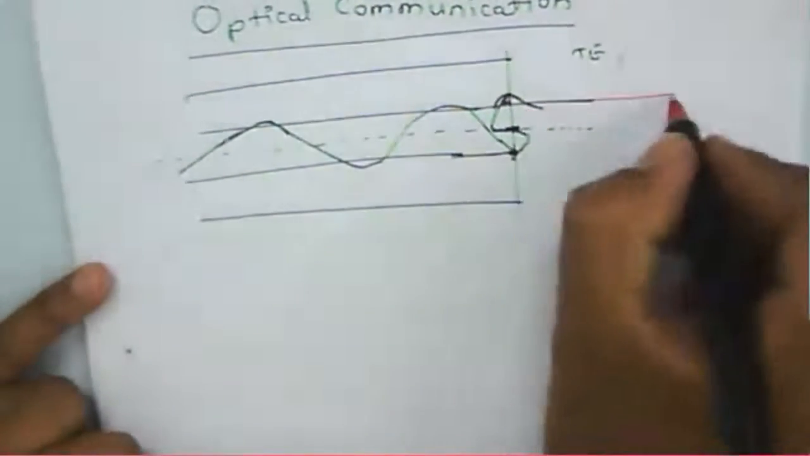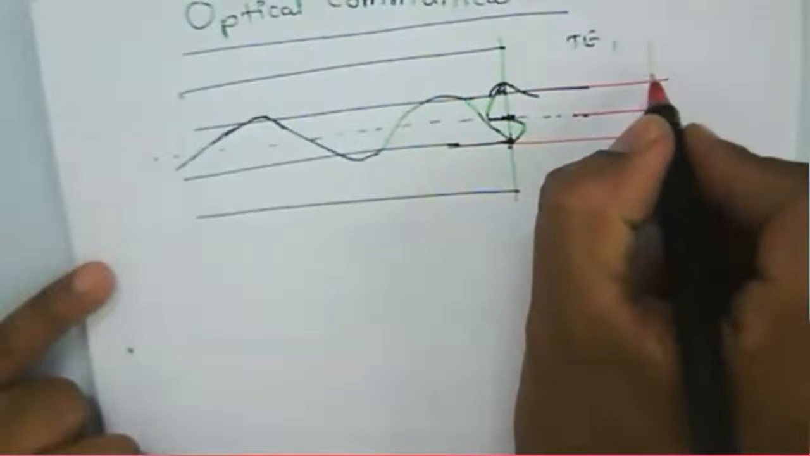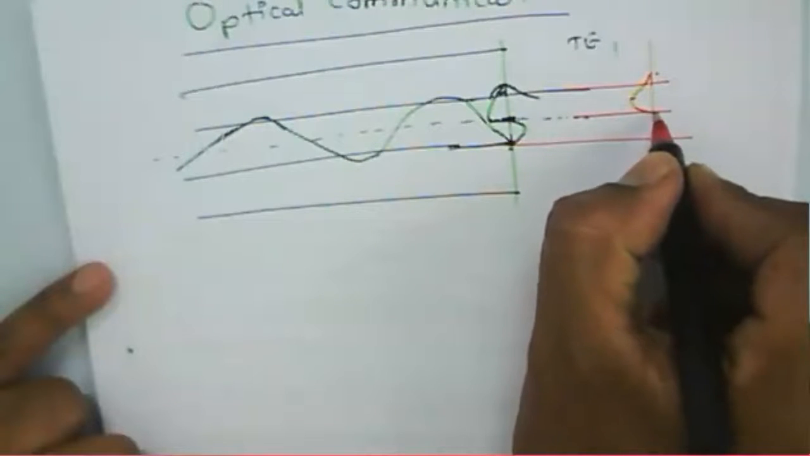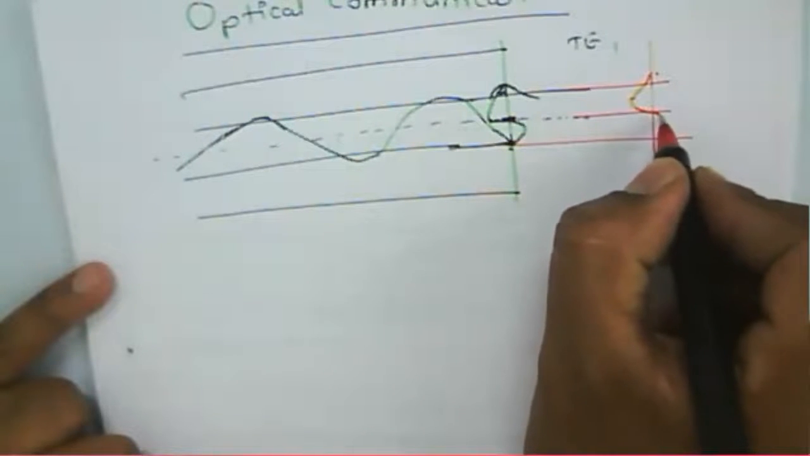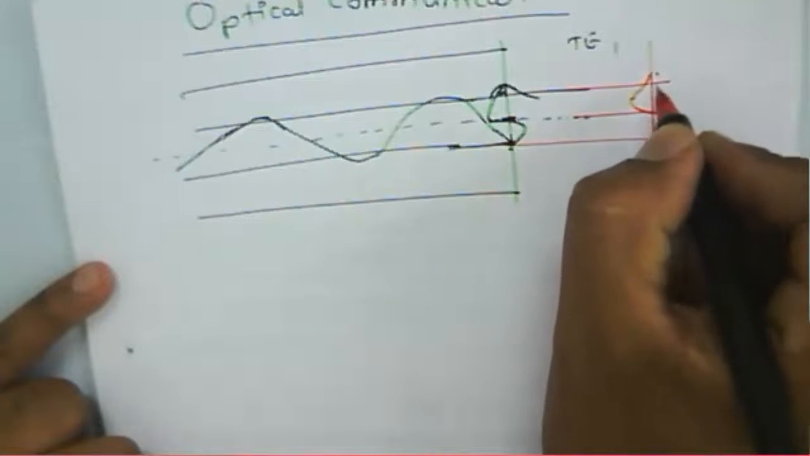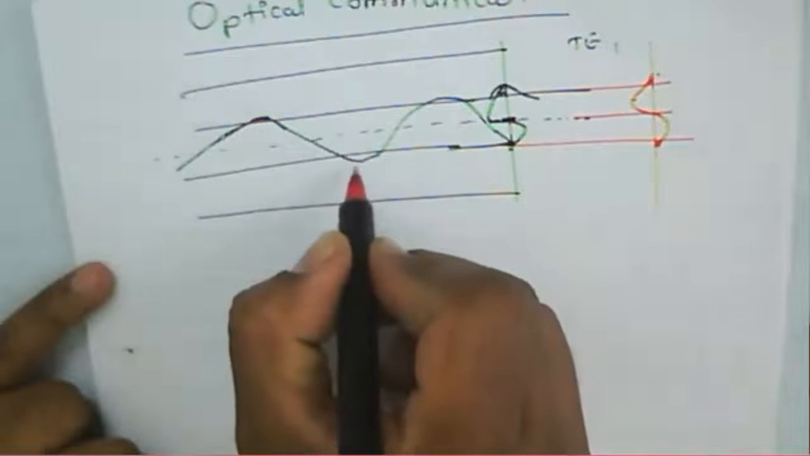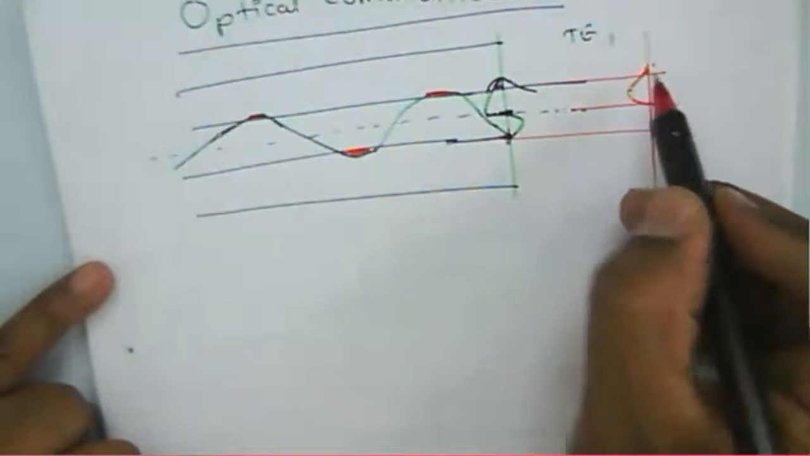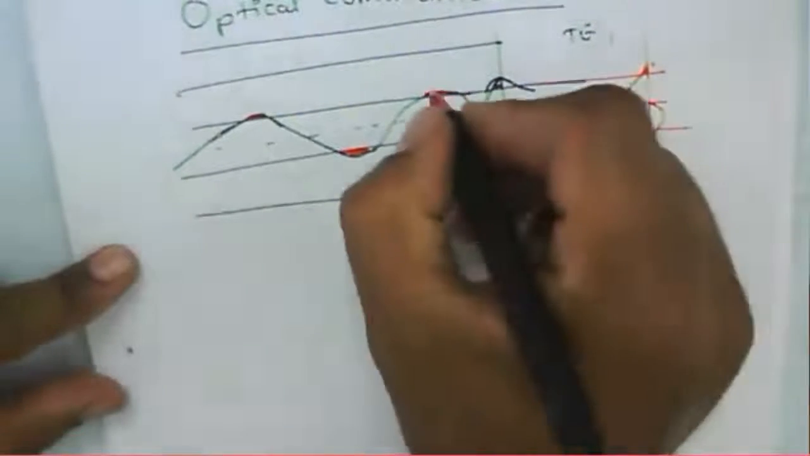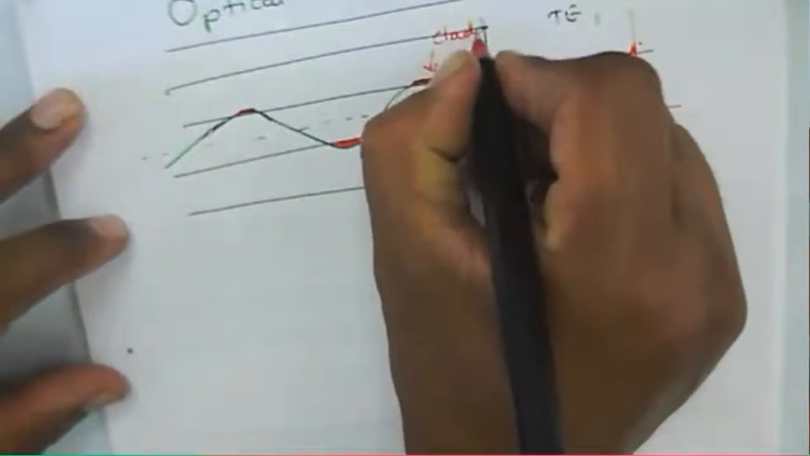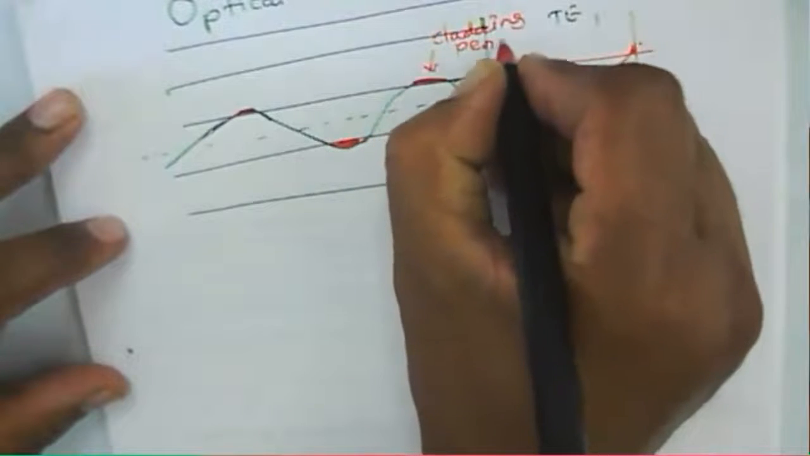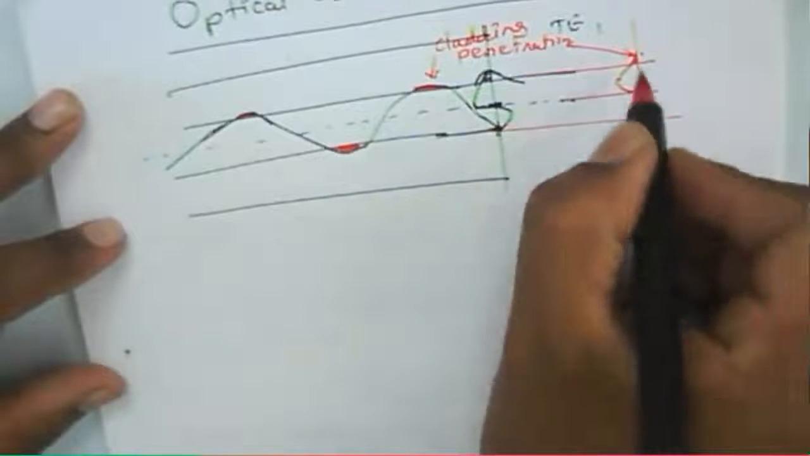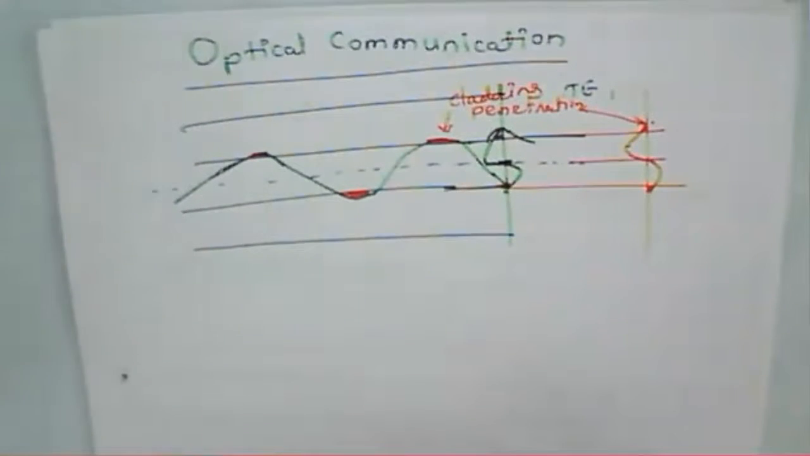Likewise, I will redraw it here. That is about the nature of the electric field component. There is a small cross here, and this particular portion occurs because the rays are propagating through the core. This is nothing but the cladding penetration, and because of that cladding penetration, this particular portion occurs. We saw that in the last lecture.